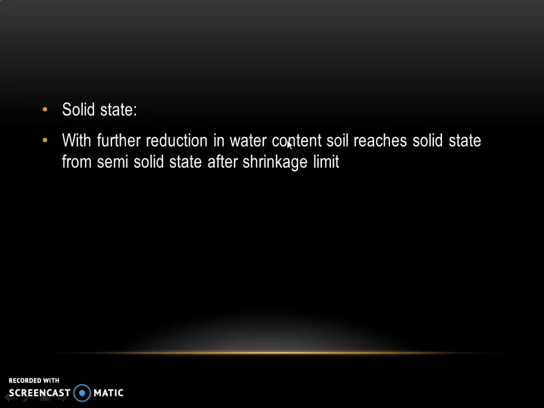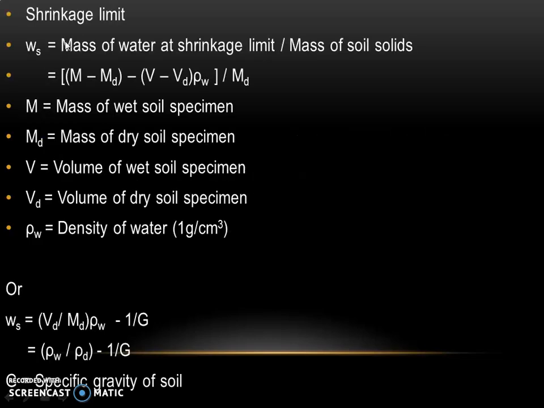Next is solid state. With further reduction in water content, soil reaches solid state from semi-solid state after shrinkage limit. Now we will find out the equation which can be used to find shrinkage limit. After we conduct the experiment to find shrinkage limit, we will have to note down the following values. First one is M, mass of wet soil specimen, Md is mass of dry soil specimen, V is volume of wet soil specimen, and Vd is volume of dry soil specimen. Rho W is density of water. It can be taken as 1 gram per centimeter cube when the unit of mass is in gram and unit of volume is in centimeter cube.